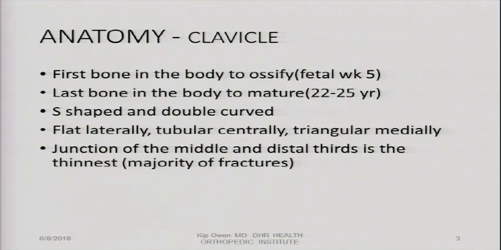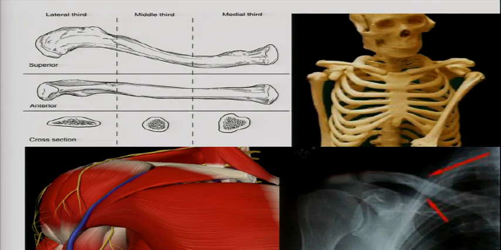It's S-shaped, it has a double curve, it's flat laterally, it's circular or tubular in the middle, and then it becomes triangular toward the medial side. It's smallest and weakest at the junction of the middle and distal third, and this is where you'll see the majority of clavicle fractures occur.